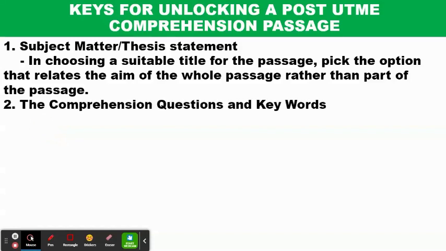Number two, the comprehension questions and keywords will help you. When you read the comprehension questions, you pick the keywords. Keywords are powerful ways of unlocking a text, because a key is what helps you to open a door, and the keyword, therefore, is the word that helps you to open the door to what you are looking for. For example, on the internet, if you type in a keyword on any Google search engine, then it will unlock the doors to all the sources where you will get the relevant information.